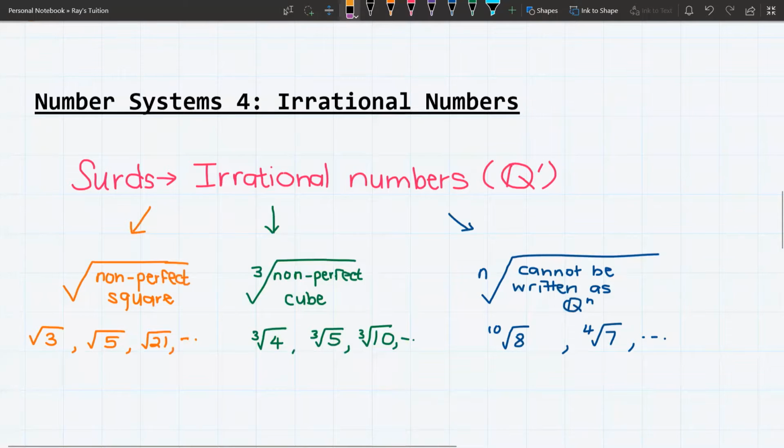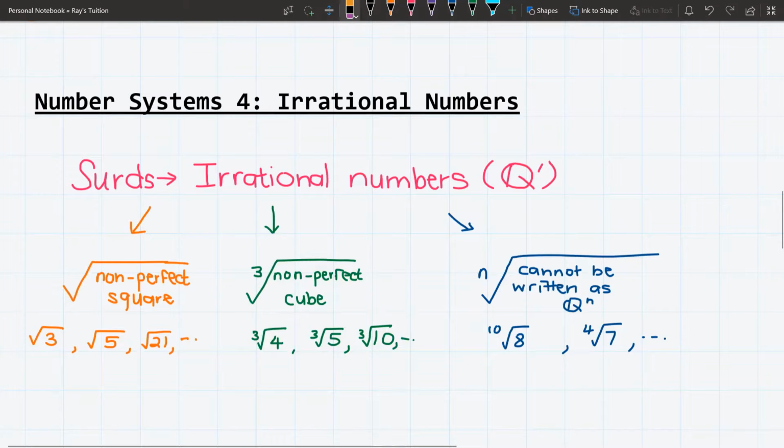Hello everybody and welcome to this video on number systems. In this video, we're having a look at irrational numbers. In the previous videos, we've looked at what the different number systems are and how we define them. In this one, we're going to specifically look at irrational numbers.